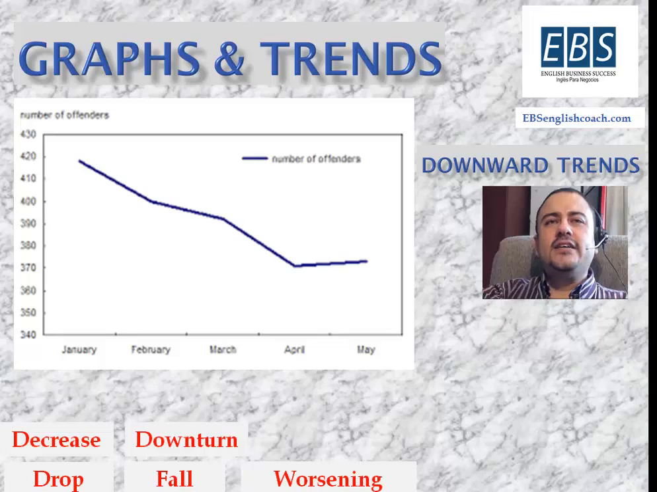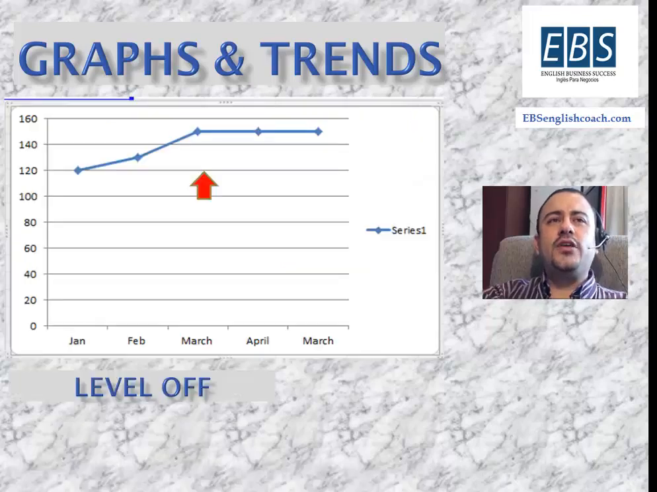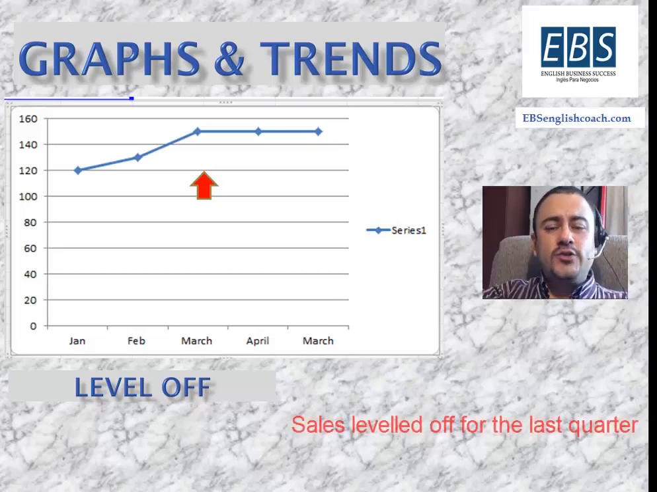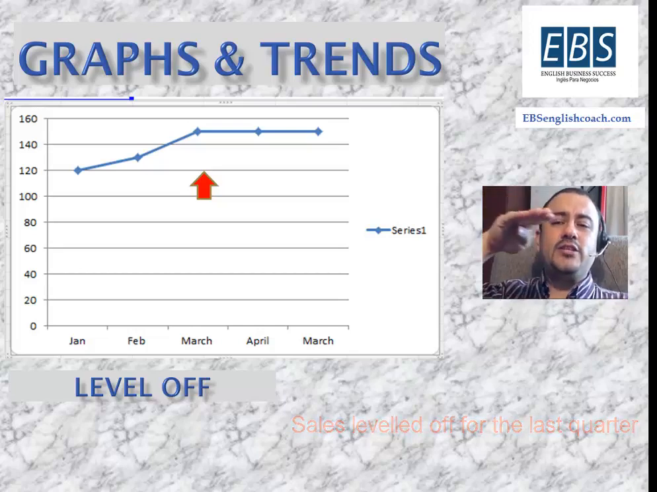All right. So there's a situation here going on in the following graph, and this is where sales remain at the same level for 3 months. So in order to describe a situation like this, you will need to use the phrasal verb level off. You can say sales leveled off for the last quarter. Leveled off, rate remained the same at the same level.